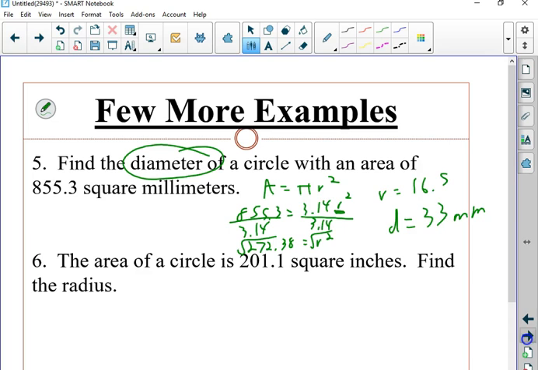Okay? So remember, you plug in the information you're given. A lot of times we want to solve for the area. In this case, we already know the area and we're working backwards to solve for the radius, which then gives us the diameter.